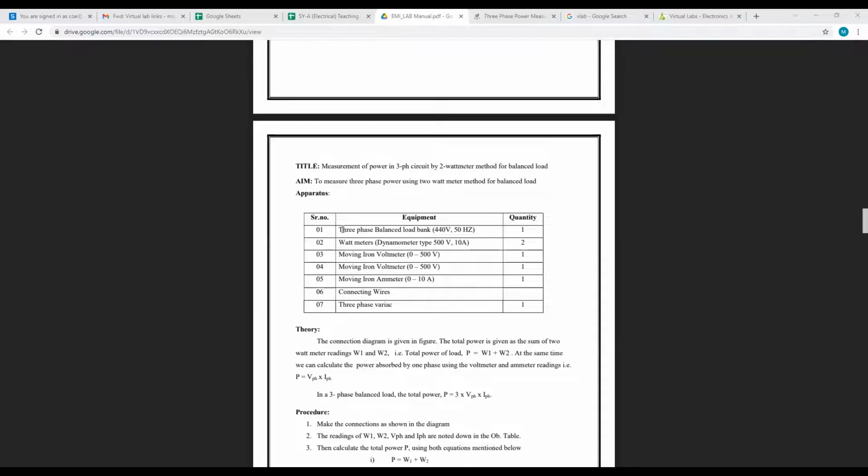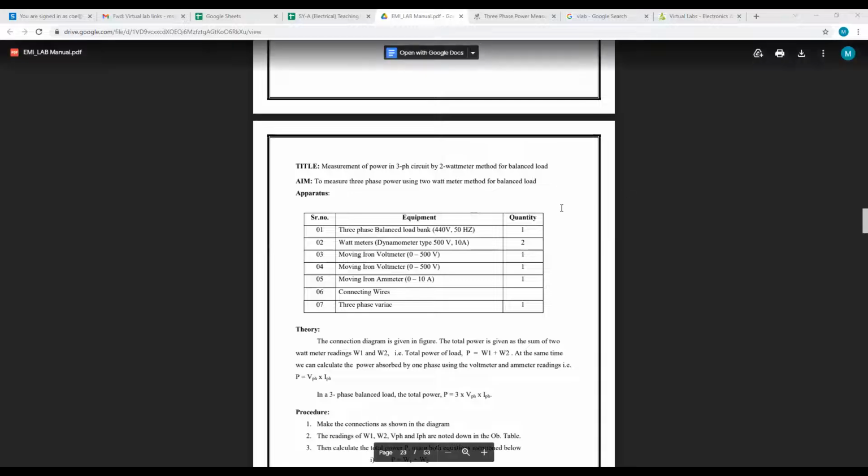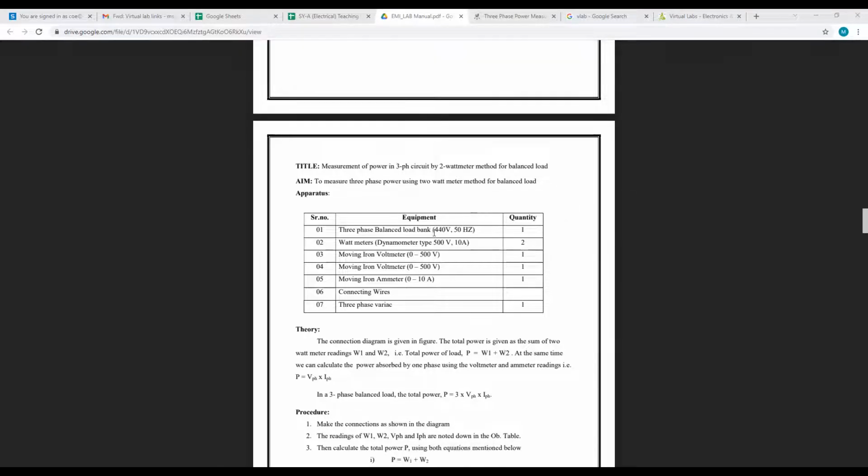What are the components, equipment required here now? A 3-phase balanced load bank. हमको एक लोड चाहिए 3-phase कनेक्शन करने के लिए. 3-phase load is different. R को एक लोड, B को लोड, Y को लोड रहने का. We can connect that in star or delta. That is left to us.